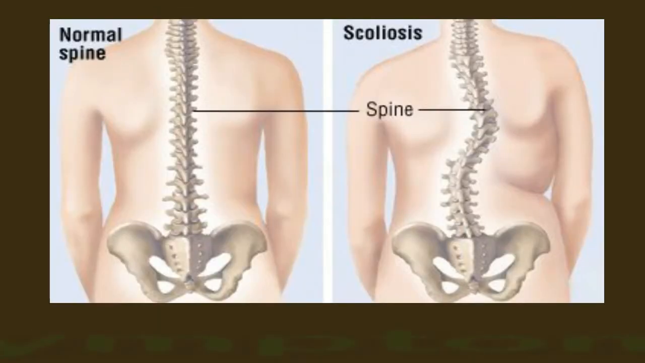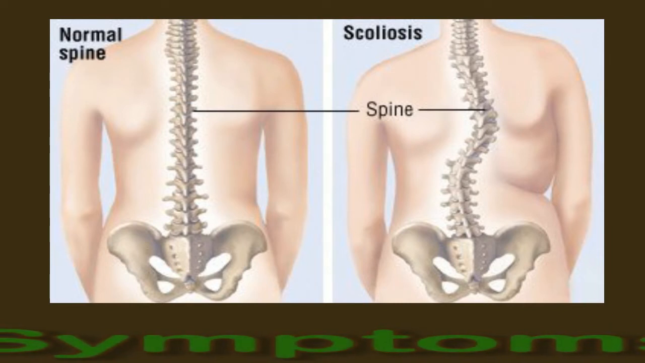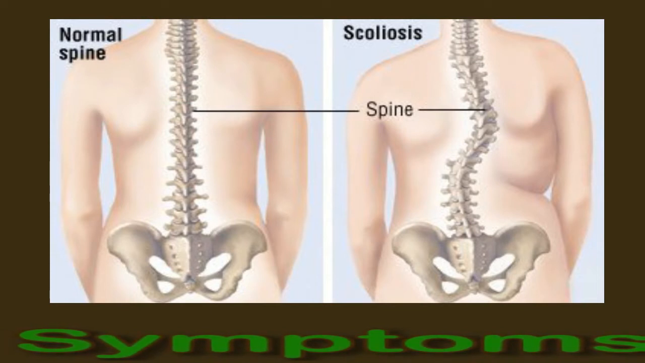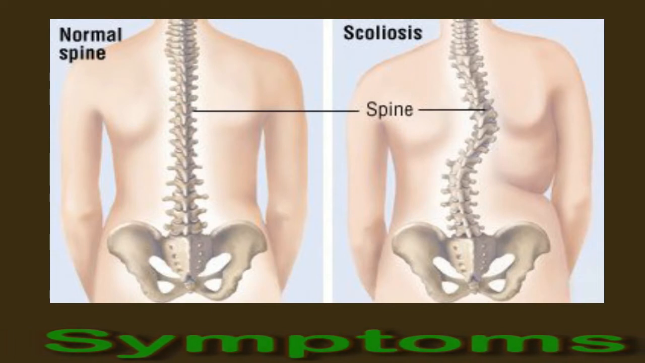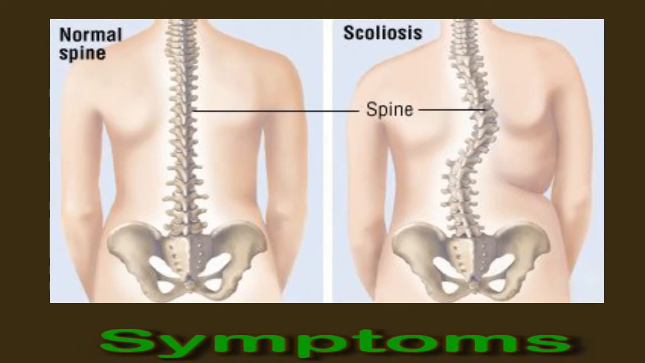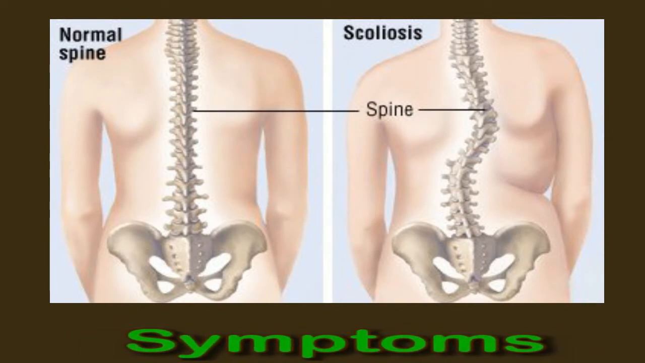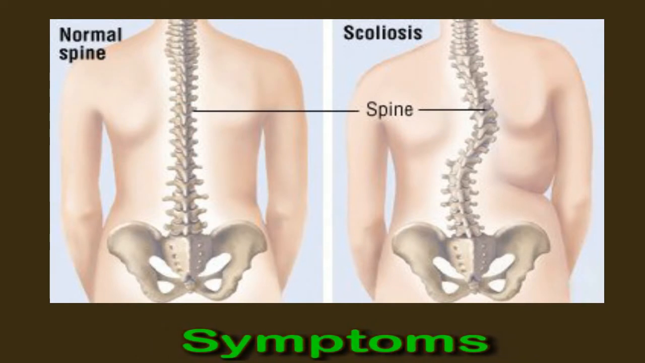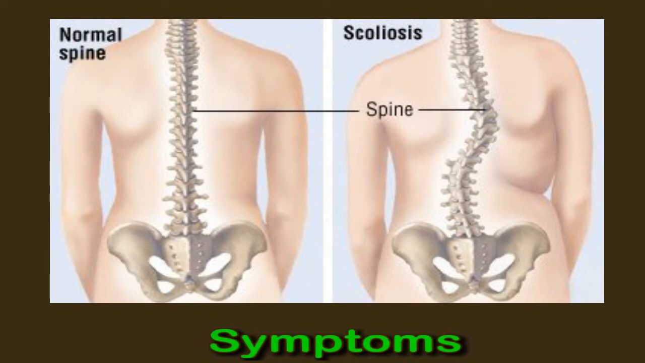Symptoms. Scoliosis usually becomes apparent from infancy or adolescence. The symptoms differ depending on the person's age. Symptoms in adolescence. The most common form of scoliosis appears in adolescence and is known as adolescent idiopathic scoliosis. It can affect people between 10 to 18 years of age. Symptoms can include the following.